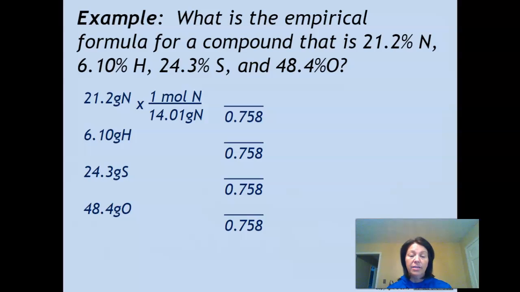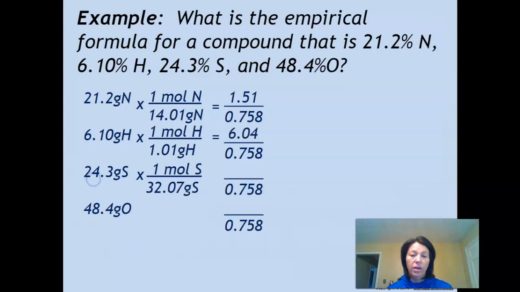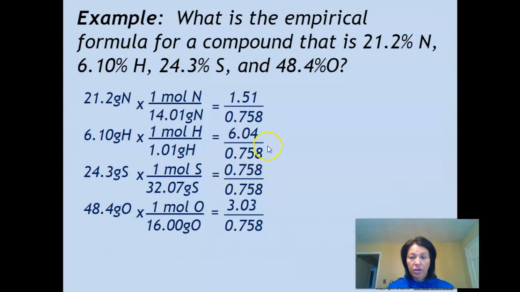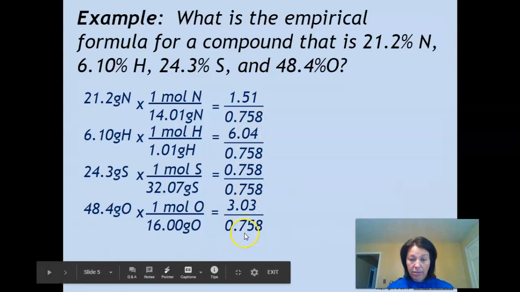Now keep in mind, guys, in the PowerPoint, I do use the decimals, but you can round to whole numbers. It's perfectly fine to round to the whole number for this. Then I would do my math for all of these. You see how easy that is. And then I would discover that sulfur gives me the smallest mole answer. So I'm dividing the rest of those by 0.758.